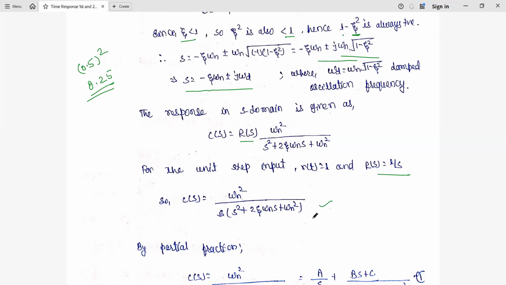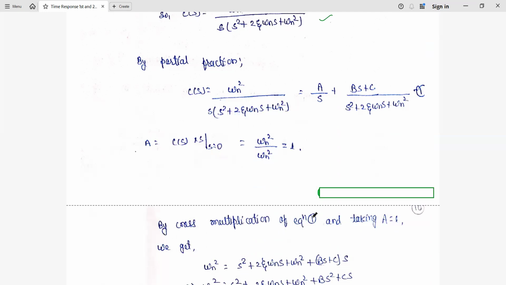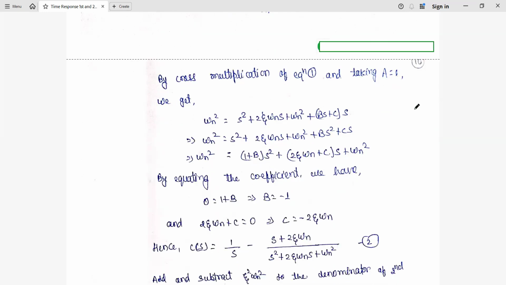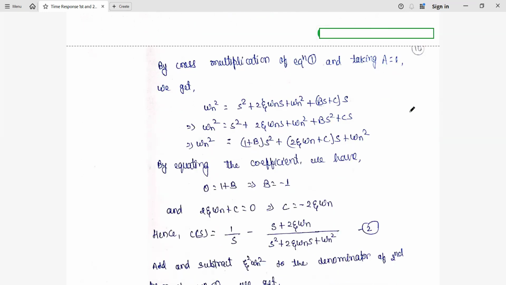Now this is solved with the help of partial fractions. So we have written here A by S plus BS plus C over this quadratic. Now we have to obtain the values of A, B, and C. To obtain the value of A, C of S is multiplied by S, and S equal to 0 is substituted here. So finally, A equals 1. In the starting, we saw in a separate lecture on the time response of the first order system the 3 different conditions. On that basis, here we obtain the values of B and C. This is done with cross multiplication of equation 1 and substituting the value A equal to 1 that we got earlier.